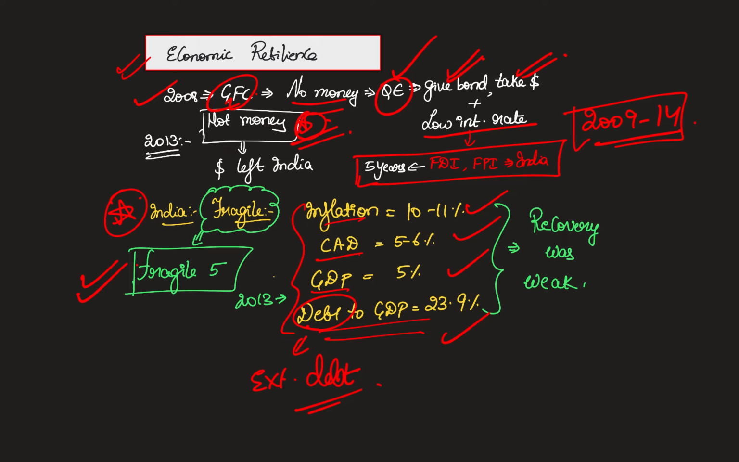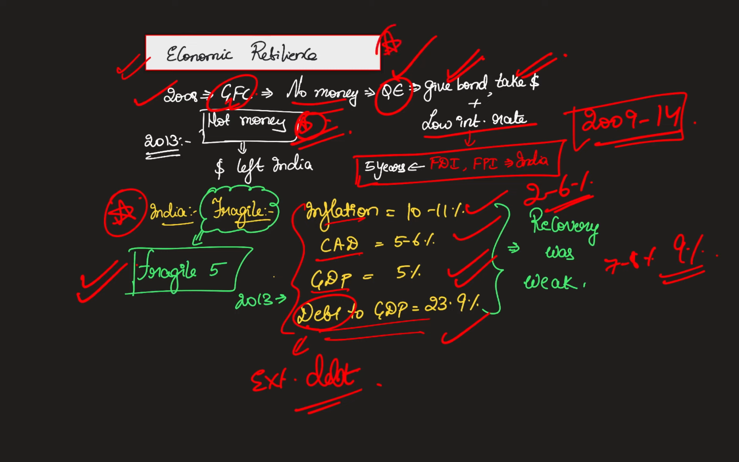Inflation was not range bound, that is, it was not between 2 to 6%, which is the ideal scenario for the Indian economy. Current account deficit was also very high. It should be below 3%, but it was 5 to 6%. GDP growth rate was poor. India was supposed to grow around 7 to 8% or even 9% as per our potential, but it was just 5%. And external debt to GDP was 23.9, which is very high. It should be less than 20 for the Indian scenario.